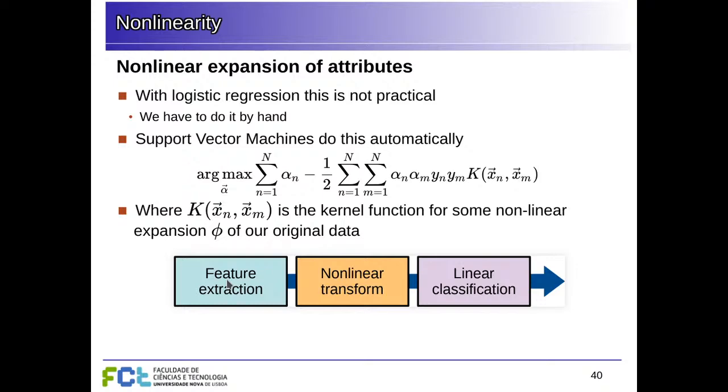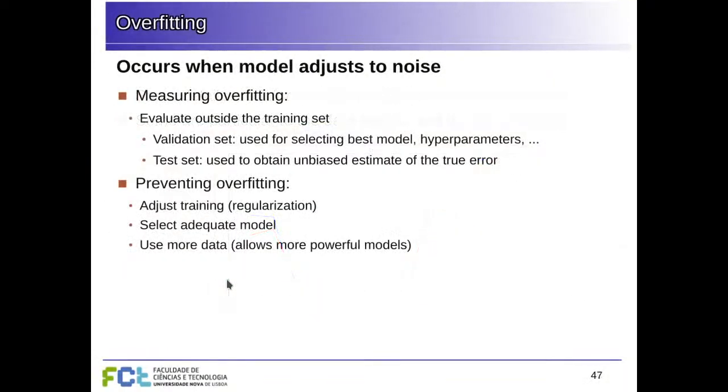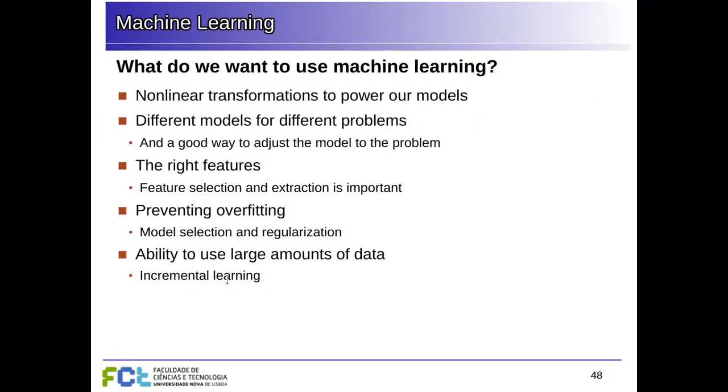Someone has to figure out which values are going to be fed into the model. We also need ways of preventing overfitting, for example, selecting between different models, adjusting the way the model is trained, and so on. And we ideally should be able to use as much data as we have. It's always better to have a model that can take all the data we have and not be limited by computational complexity or things like that.